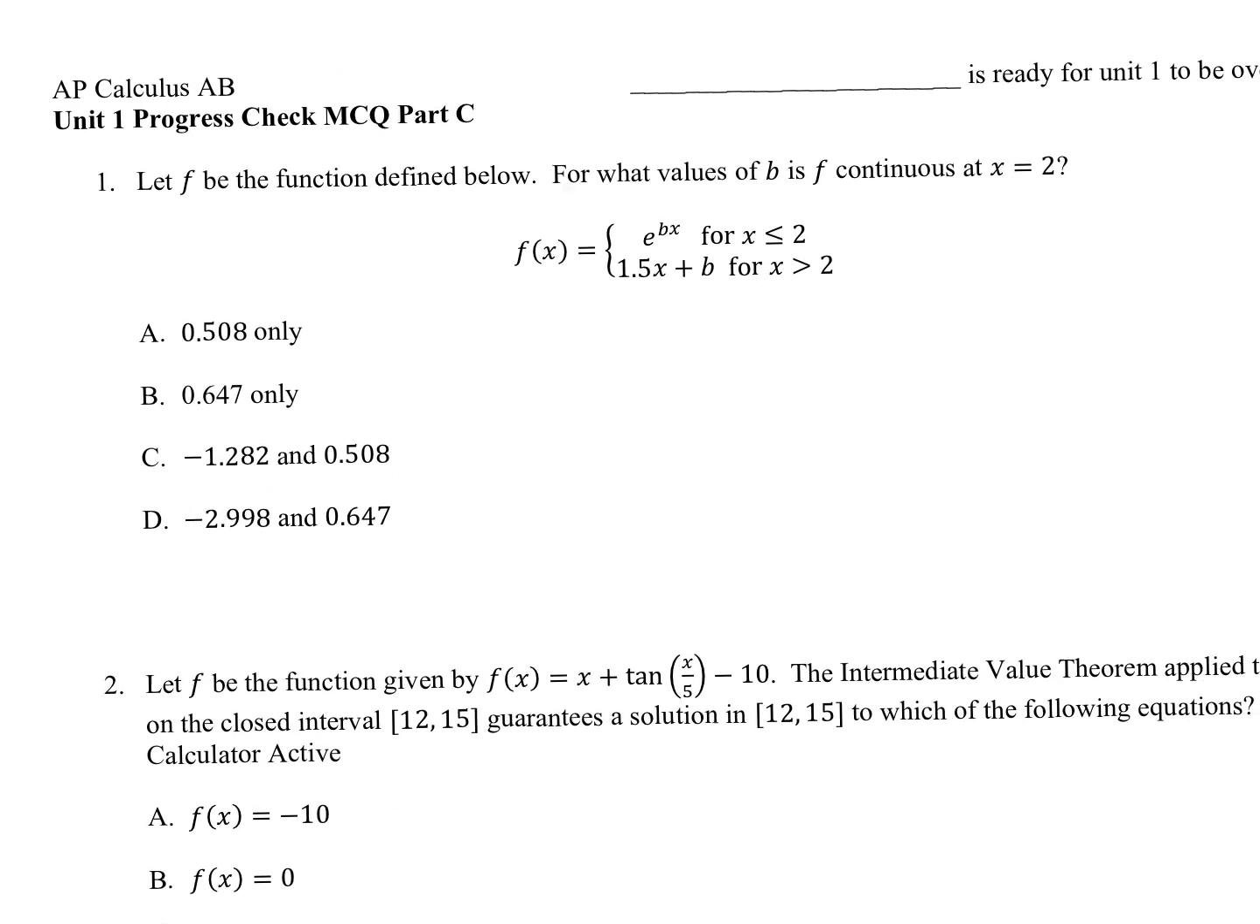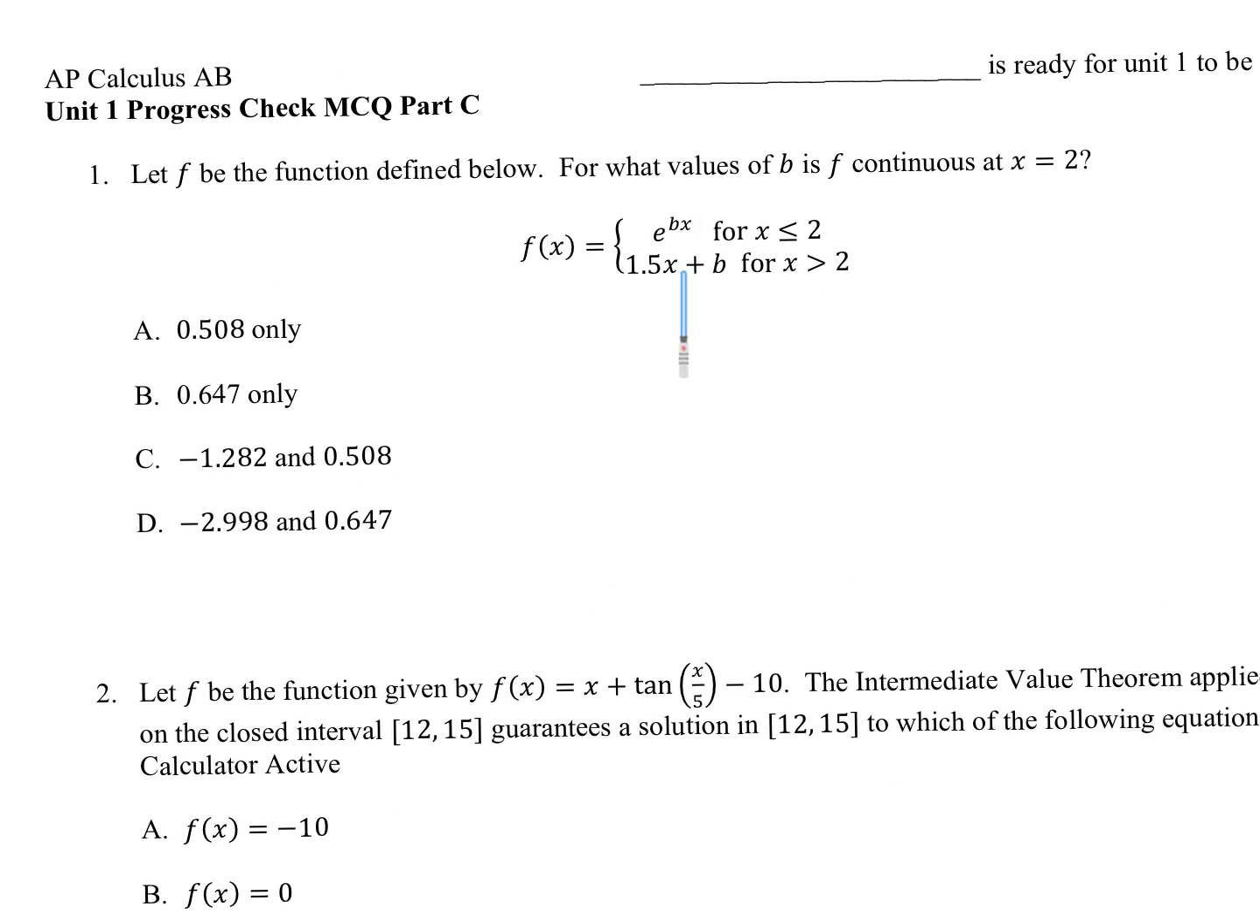So on number 1, if I ever give you a piecewise function, what do we have to do to figure out if it's continuous? Set them equal to each other. Where are we going to set them equal to each other? At what? Yeah, but I've got 2 variables here, b and x.